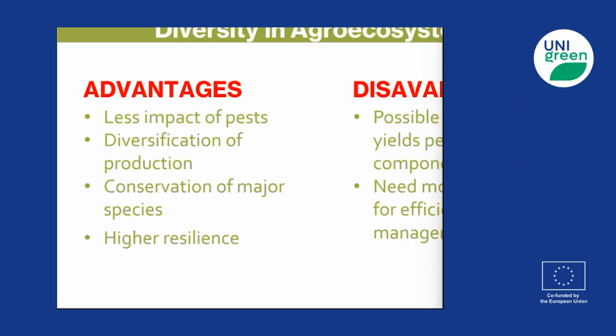Diversification of production is something happening. If the crop fails, like last year when you lost all the terms, it would be great if the farmer has something to sell. So the diversification strategy in terms of economics is so important, along with conservation of major species and higher resilience.